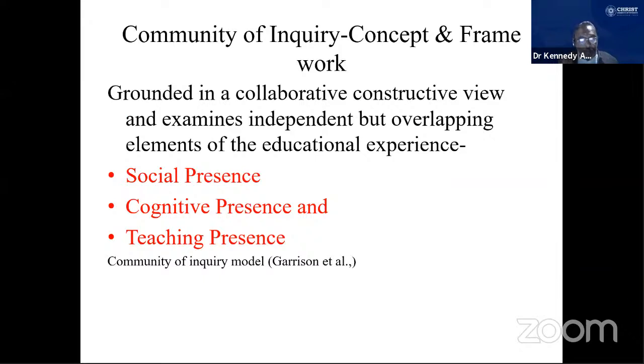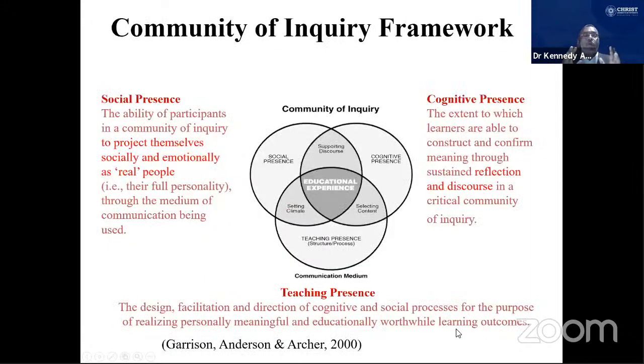When you talk about the community of inquiry, it's grounded in a collaborative, constructivist view and examines independent but overlapping elements of the educational experience. There are three important aspects to this idea: one is called the social presence, then the cognitive presence, and the teaching presence. That's what Garrison, Anderson, and others proposed. The framework rests on these three, and I'm sure that many of you know what a Venn diagram is and the role of the subsets.